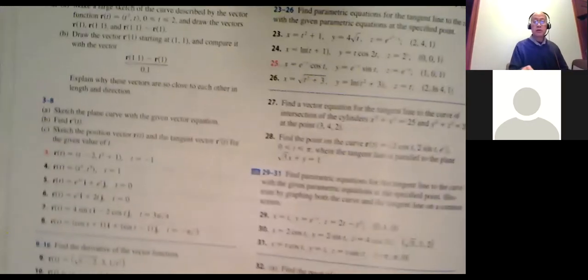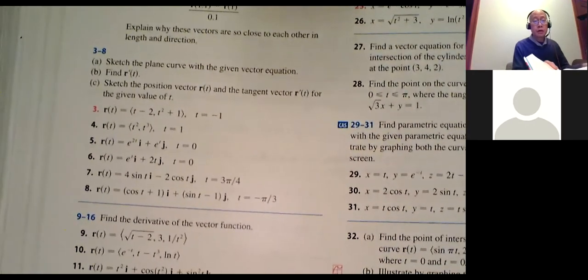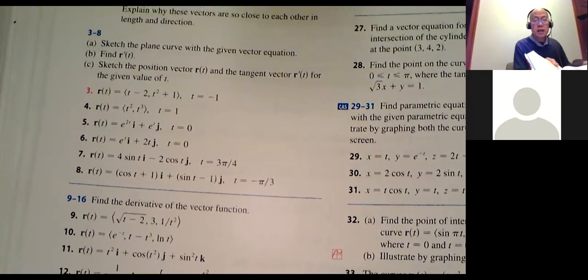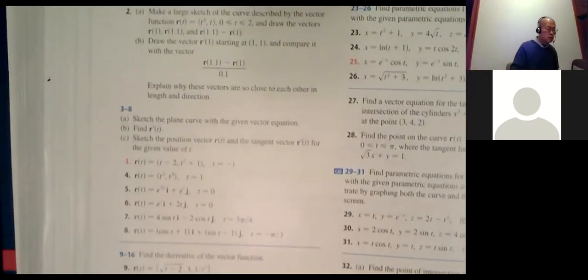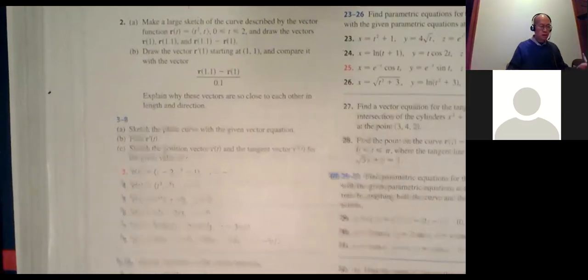Okay, 13.2, number 5, 13.3, 19. Okay, let me see. 13.2, number 5. I'm gonna have to close the chat again. Sketch the curve, find r prime of t. Okay, so r of t is e to the 2t i plus e to the t j, at t equals 0.